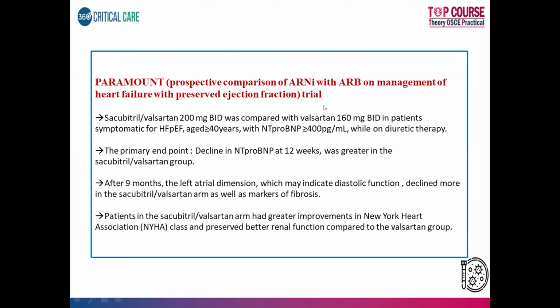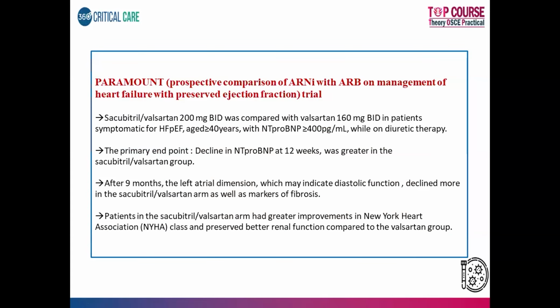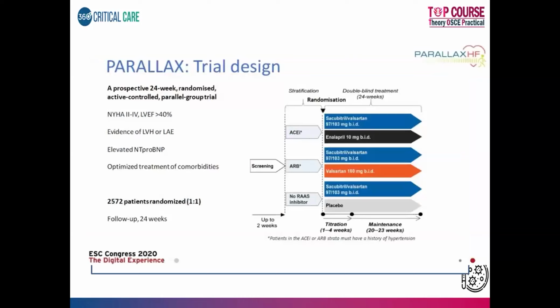The first one is the PARAMOUNT trial, which showed that it had greater improvement in the NYHA class, and it preserved better renal function compared to the valsartan group alone in patients with heart failure with preserved ejection fraction. There is one more trial, the PARAGON-HF trial. It showed that ARNI was not associated with decreased CV mortality and heart failure hospitalization. So this is one of the negative trials. Okay, the previous is a positive trial, whereas this is a negative trial.